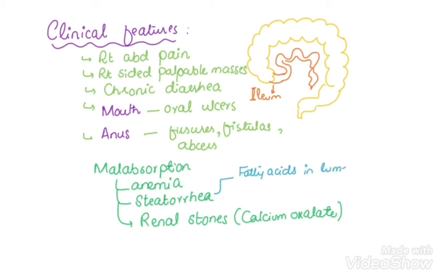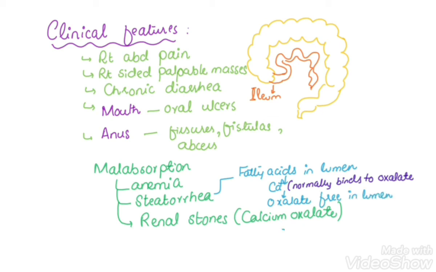Since fatty acids cannot be absorbed in case of small intestine involvement, they bind to the calcium. Normally, calcium of food binds to the oxalate present in the diet when it passes through the GIT tract. Since now calcium has been used up, oxalate lies free in the lumen and is absorbed in large amounts into the blood, resulting in oxalate stones.